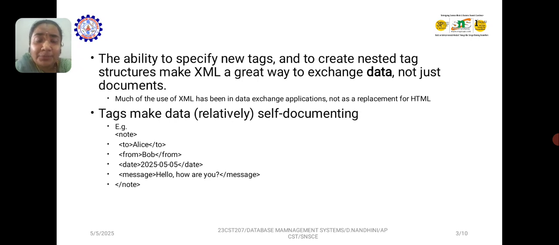For example, a note has been defined. Inside that, the to tag has been opened, Alice has been declared, and the to tag has been closed. Then the from tag is from Bob, and the from tag has been closed. Next is the date, 5/5/25, which has been closed. And the message, hello, how are you? The message has been closed and the note has been closed. The explanation here is that it has sender information, receiver information, header headings, and a message body. So this is a complete XML program that we define here.